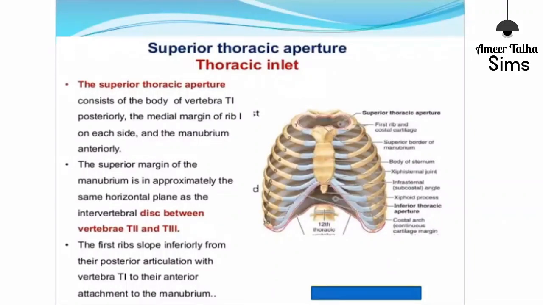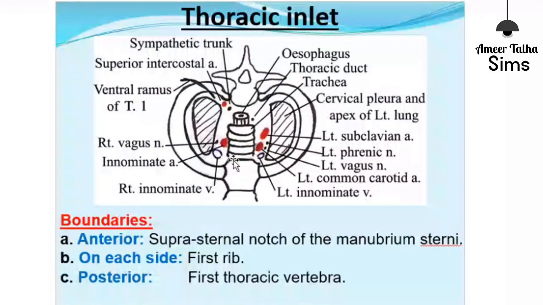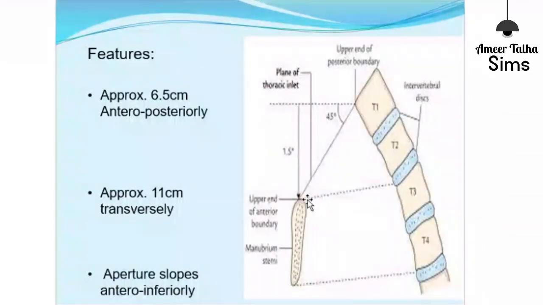This is a diagram for better understanding. This is showing the T1 vertebra posteriorly. Anteriorly, this is the manubrium, and on each side, this is the first rib. This is forming the thoracic inlet, right? And this is the plane of the thoracic inlet. This is the upper border of the manubrium, and this is the upper border of the T1 vertebra. As you can see, this aperture slopes inferiorly. This line is the plane of the thoracic inlet.